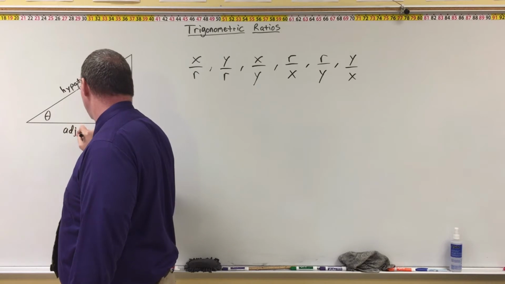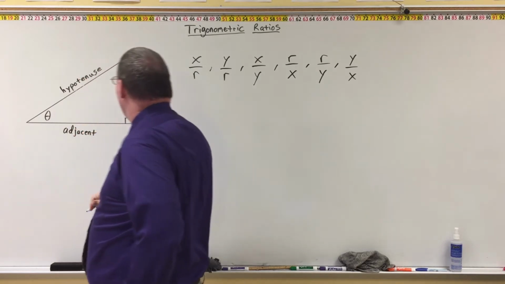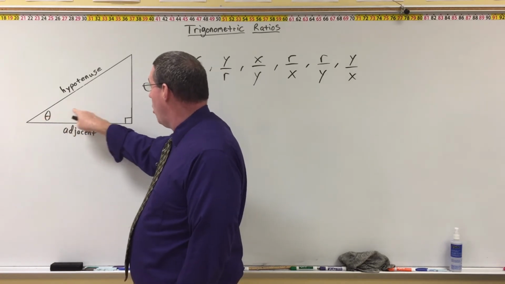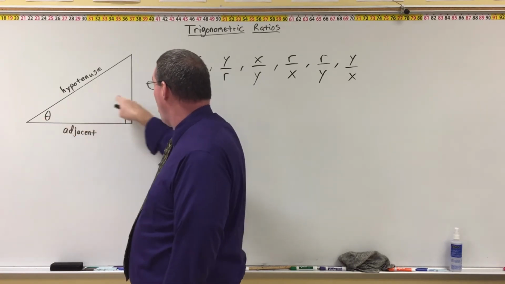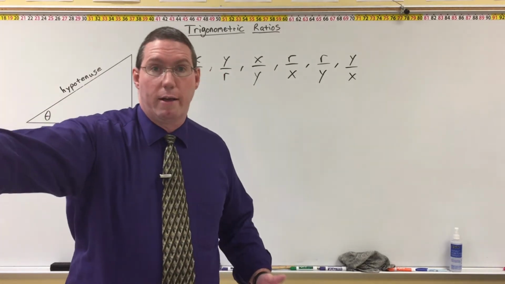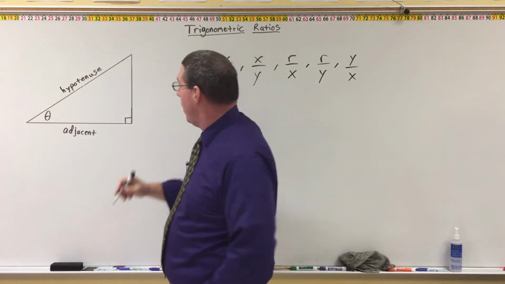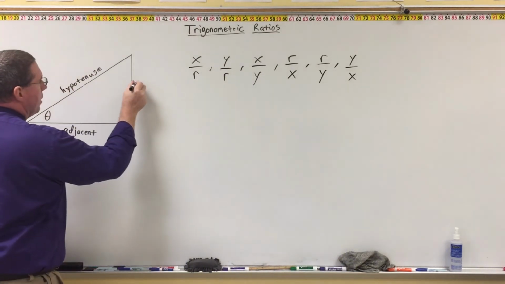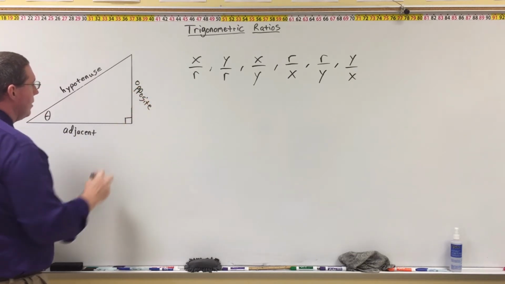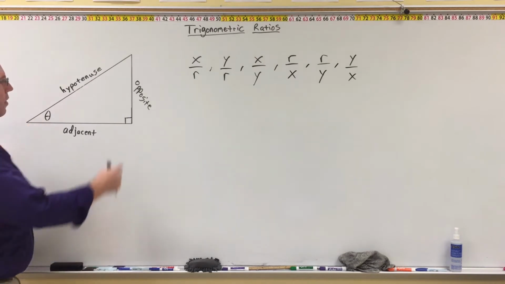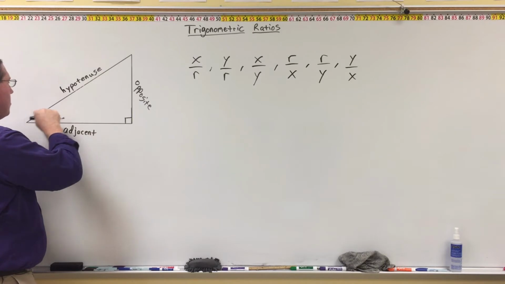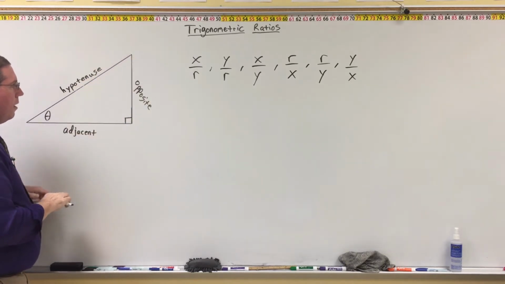So adjacent. And then if we go across from angle theta all the way over here, it is on the opposite side of the triangle, so they call it the opposite side. So this side right here is going to be called opposite. And so relative to angle theta, this is the opposite side, this is the adjacent side, and this is the hypotenuse. Okay?